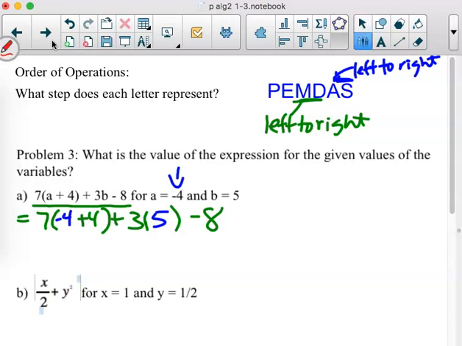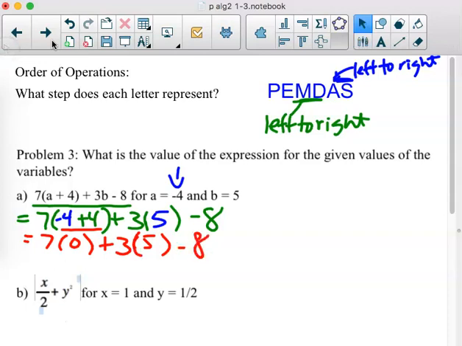I substituted those in. P, parentheses. Oh, yep. I see a set of parentheses right here. There it is. -4 plus 4. Oh, I know that one. That's 0. Now, there's also parentheses there at the 3 and the 5. But we're not doing anything inside the parentheses. It's already been simplified in there. So that's not because of parentheses. It's just a placeholder so that I know I'm supposed to multiply. But before I do that, I check the next step. Please excuse. Oh, exponents. Hey, this one doesn't have any exponents, so I don't have to do that.